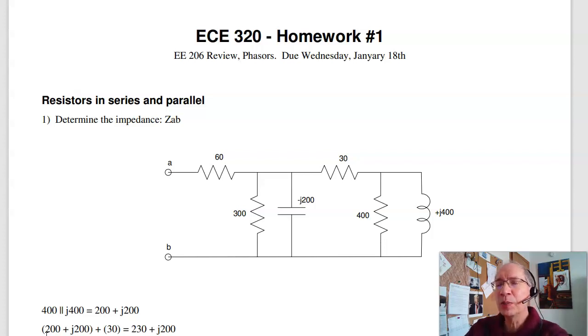Now, in this homework set, it's just a review of circuits 1. One of the problems you should be able to do is solve for this. What is the net impedance between A and B? To do that, you need to use resistors in series and parallel with complex numbers.